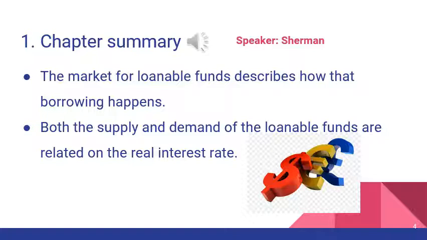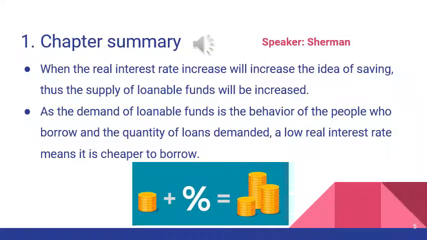Both the supply and demand of loanable funds are related to the real interest rate. When the real interest rate increases, people's desire to save will also increase. Thus, the supply of loanable funds will increase. The demand for loanable funds is the behavior of the people who borrow, and the quantity of loans demanded. Low real interest rates mean it is cheaper to borrow.